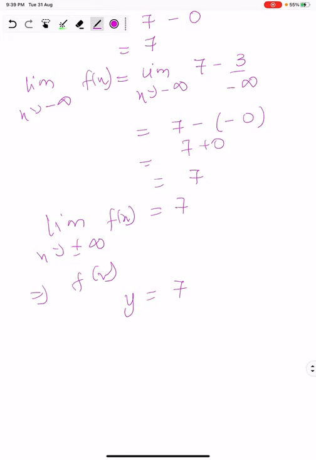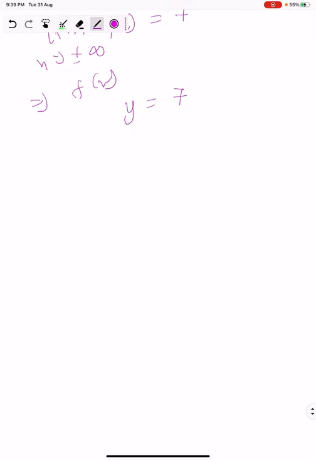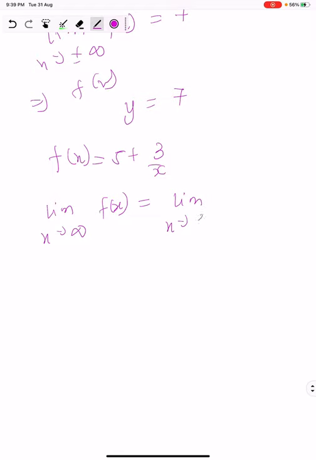All right, then another example is if I have f of x is equal to 5 plus 3 over x. I'm sure from now on, from what we have discussed so far, you'll be able to determine the horizontal asymptote of this function. So we find the limit as x approaches infinity of f of x. This is equal to the limit as x approaches infinity of 5 plus 3 over x. This is equal to 5 plus 3 over infinity. This is equal to 5 plus 0, which is equal to 5.